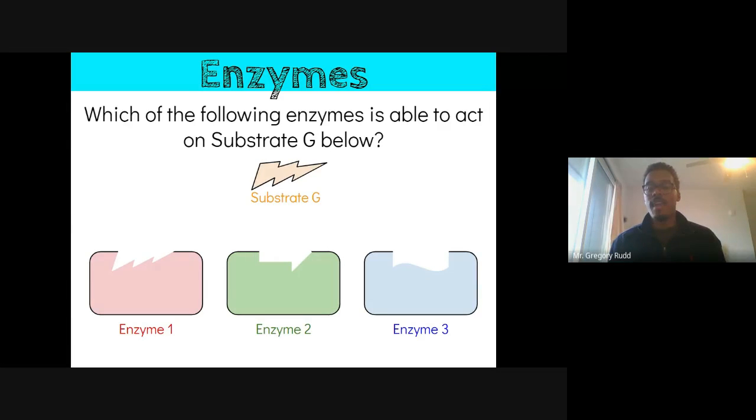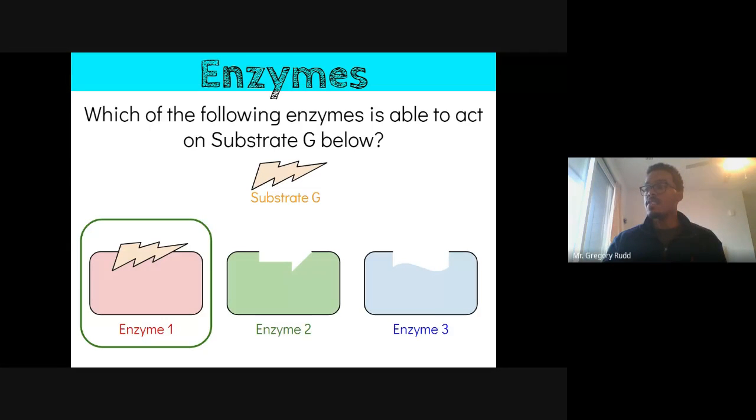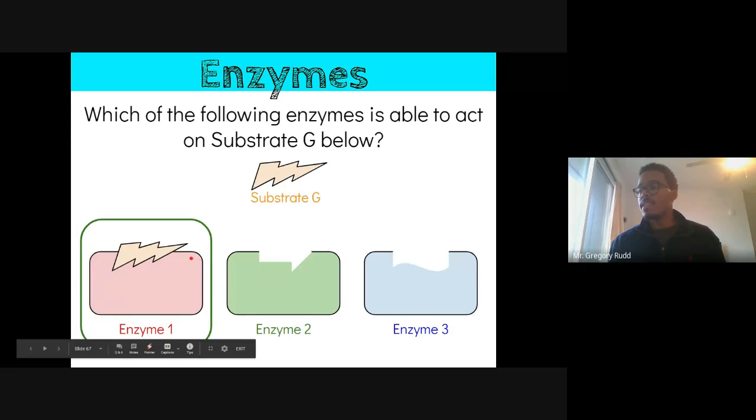Okay, maybe not, but we've got several people in the chat, Jason, Rudy, Michaela, and Abraham, all saying enzyme 1, and you are correct. So we can see that the substrate clearly fits into the active site of enzyme 1. Enzyme 2 has an active site that is shaped like an arrow, so it's not going to fit with substrate G. They don't go together. Enzyme 3 has an active site that is shaped like a wave of some sort. It's not going to fit with substrate G. Only enzyme 1 is going to be able to act on this substrate.